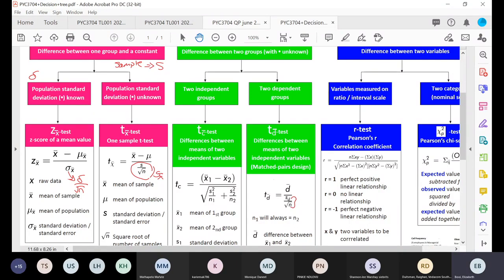The other thing that you need to also remember, whether the groups are independent or dependent: for independent groups, if we have N1, it does not have to be equal to N2. So N1 can be 8 and N2 can be 10. But for dependent groups, if N1 is equal to 10, then N2 as well needs to be equal to 10, because they need to be matched.